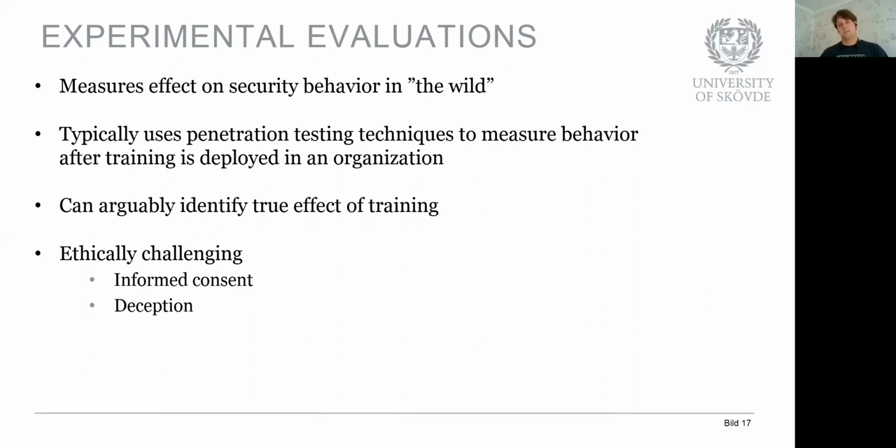And the biggest downside or problem with experiments, as I found in the literature, is that they are quite often ethically challenging. It's hard to provide the participants with informed consent. And even if you find a way to have a partial informed consent, you will still have to include some part of deception in the study, because deception is usually the nature of at least social engineering campaigns.